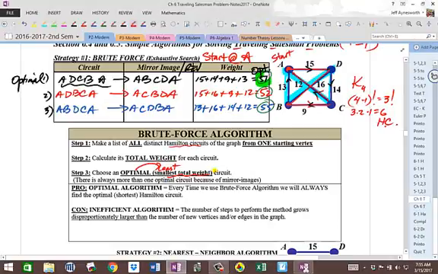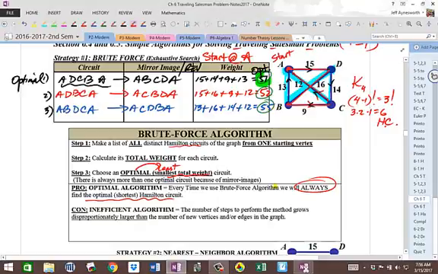But here's the deal. There are some pros and cons for every algorithm. It is an optimal algorithm, which means that every time you use the brute force algorithm, it will always find the optimal or the shortest Hamilton circuit. Okay? The shortest circuit meaning that if these were distances, then 51 is the shortest versus 52 and 55.